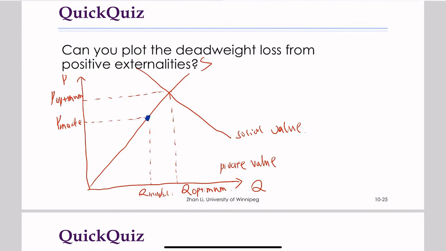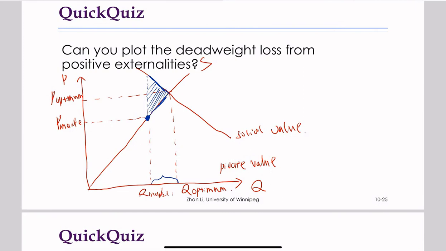Now, how could you find out the deadweight loss? Well, the deadweight loss is just given by this little triangle, right? So you can see that in this case, this is the reduction in the quantity, right? So you can see that the deadweight loss is given by the area between the supply curve and demand curve.